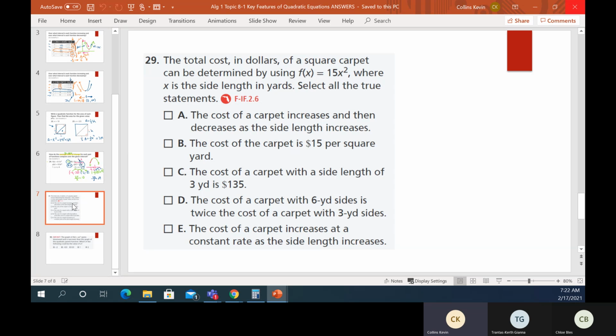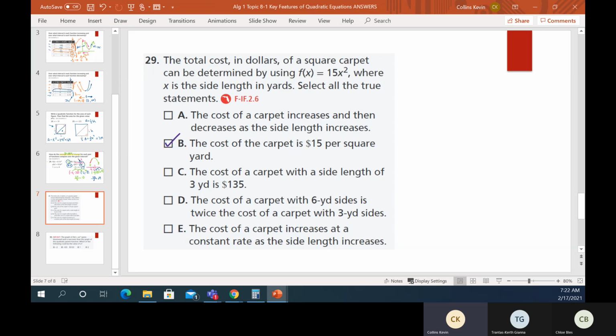Yeah, that's probably pretty good, because if you start off and it's just 1 by 1, you have 1 square yard, and 1 times 1 is just 1, times 15 is 15 bucks. Now, if you have 2 by 2, then 2 times 2 is 4, so you'd have 4 square yards, and then it would be $15 for each square yard, which would make it 60.